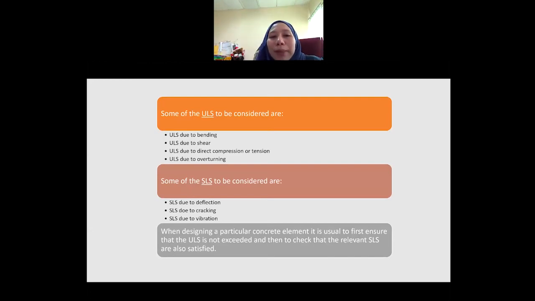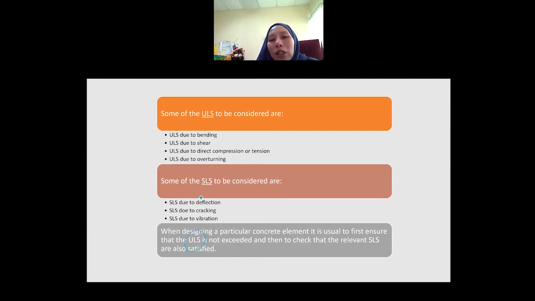So some SLS to be considered are deflection, cracking and vibration. So this is more on the appearance wise lah. So this is what you are checking. So when designing particular concrete element, it is usual to first ensure that the ULS is not exceeded and then check the relevant SLS are also satisfied. So it is very, very important to check for ULS.